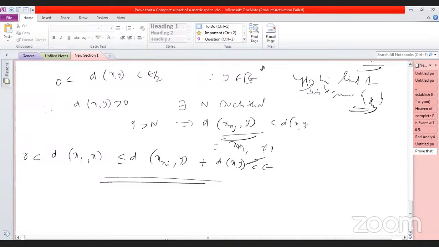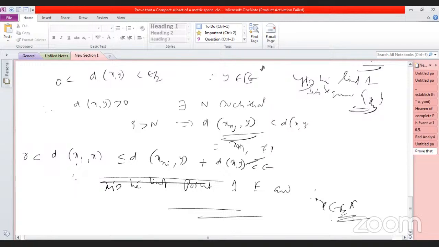Taking both y and x, if we show the condition d(x,y) less than epsilon, therefore x is the limit point of E, and therefore x belongs to E star, we can write here. This is the fundamental condition of this one.